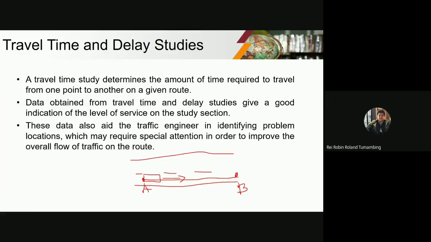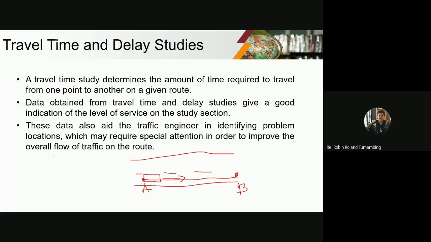Data obtained from this study give a good indication of the level of service on the study section. This data also aid the traffic engineer in identifying problem locations which may require special attention in order to improve the overall flow of traffic on the road. Okay? So why is that important? The problem locations, when we are discussing travel time and delay studies, we can also call that a choke point.